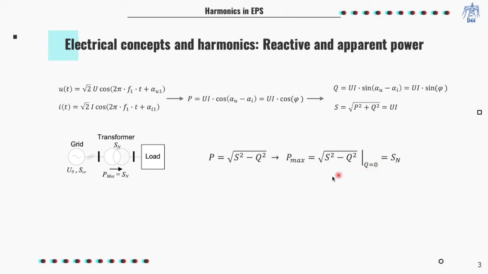In the example below, the maximum active power which can flow through a transformer from the grid to the load is the nominal apparent power of the transformer, and this will be produced when the reactive power consumed by the load is equal to 0.